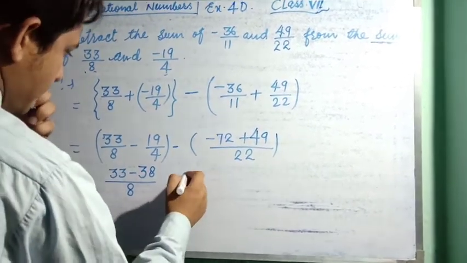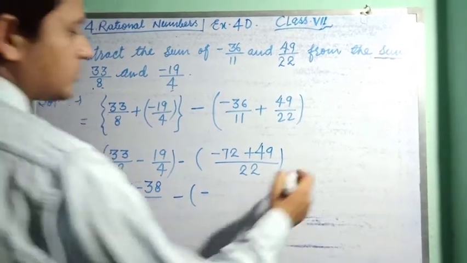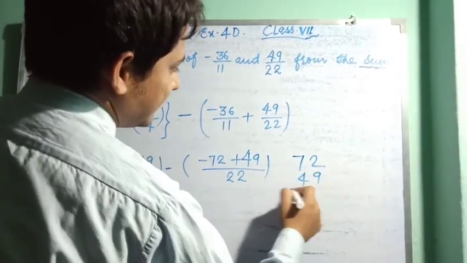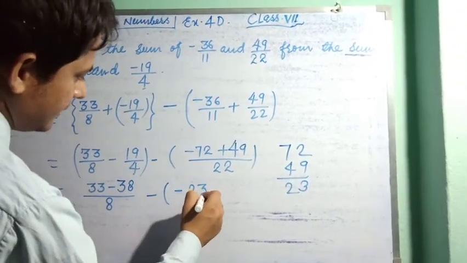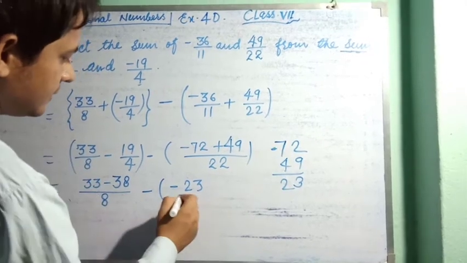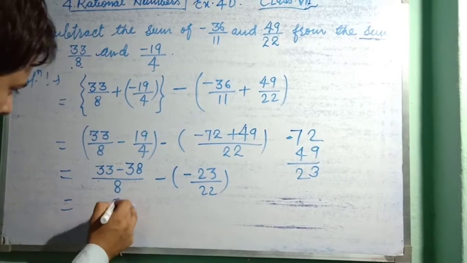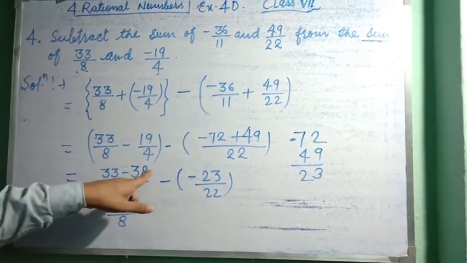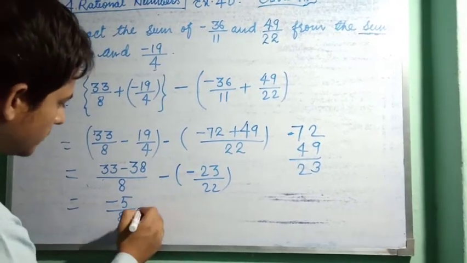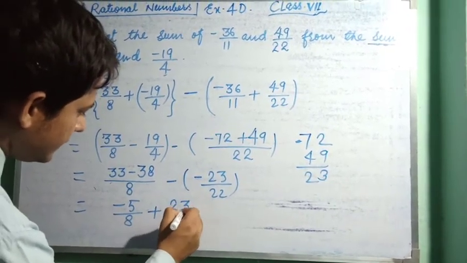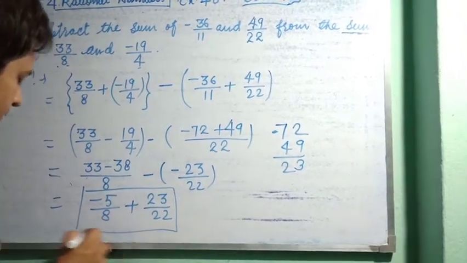Here is the greater. Minus. Now subtract 72 and 49. This is minus 23, over 22. Now subtract. This is minus 5 by 8, because the sign of the greater value is minus. So the answer is minus. Minus into minus is plus, so plus 23 by 22. I hope you can proceed from here.